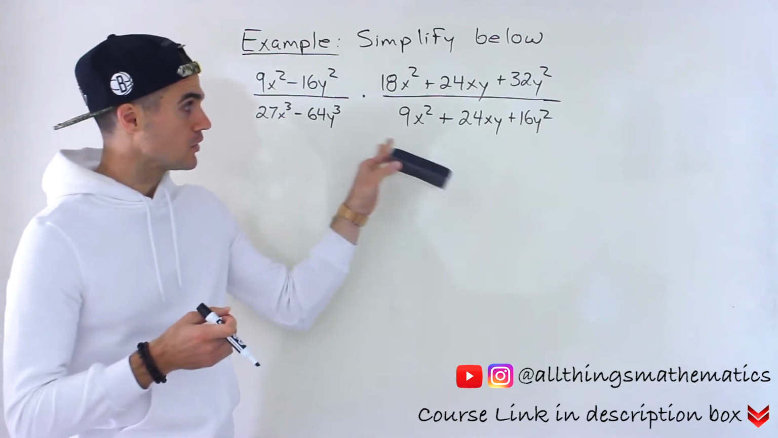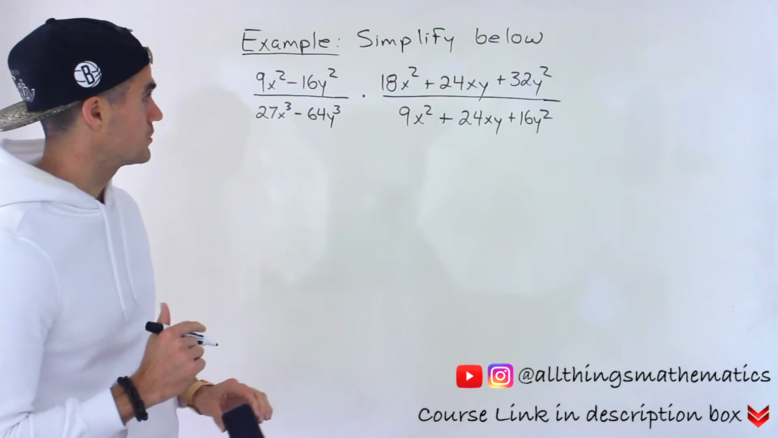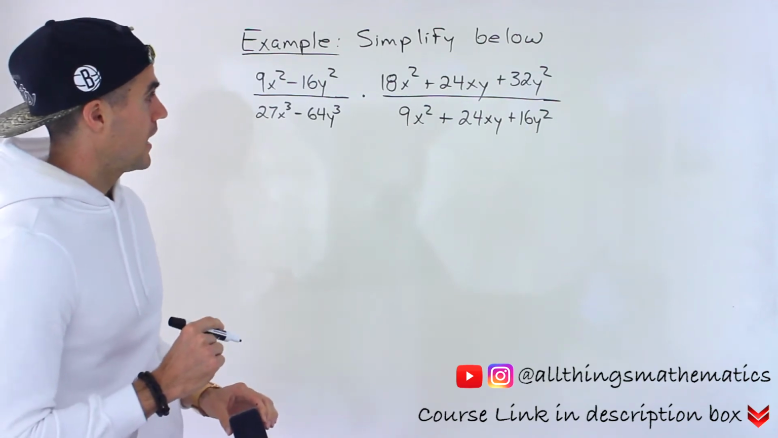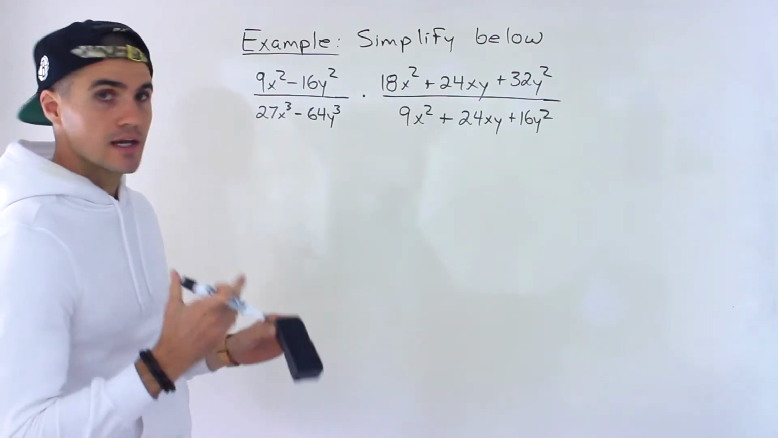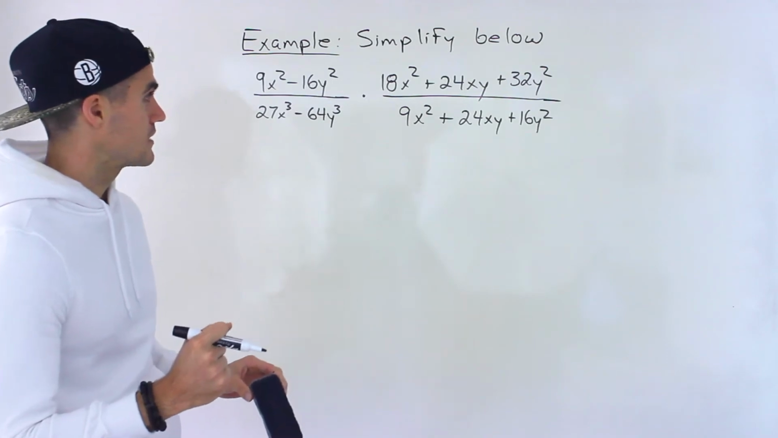In this next video we have to take this expression here and simplify it. Notice we're multiplying two rational expressions again. And the first thing you want to do with this is make sure everything is factored.